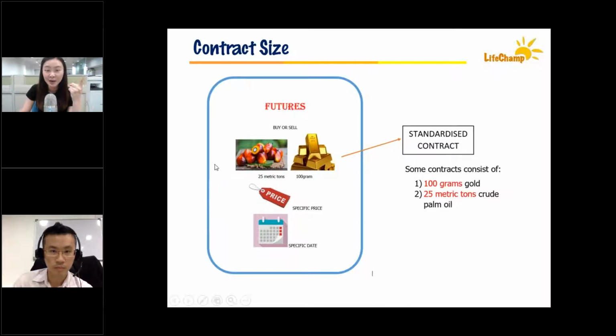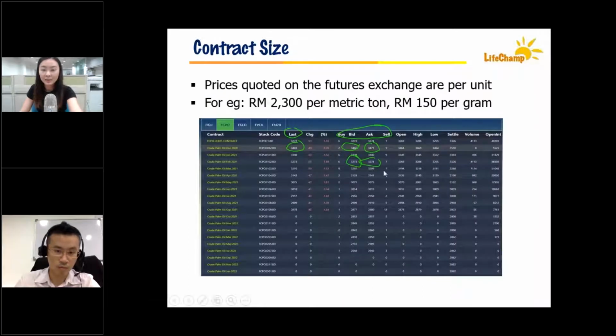Like I just mentioned, for a futures contract we buy or sell an underlying in standardized contracts, right? So for example with palm oil, for one futures contract you're actually holding 25 metric tons of crude palm oil. The other example would be gold. When you hold one contract of gold futures, you're actually holding 100 grams of gold.